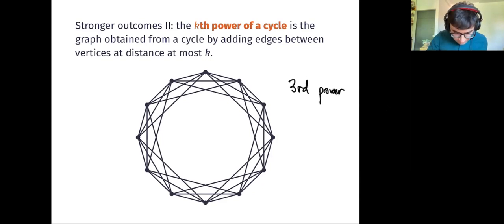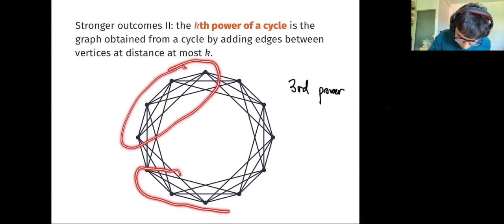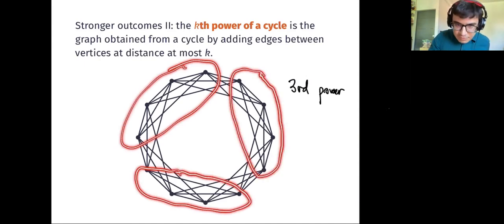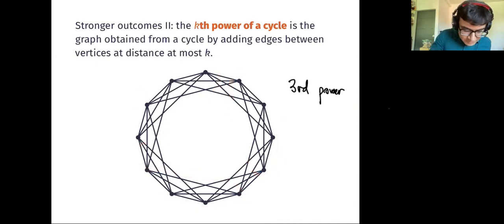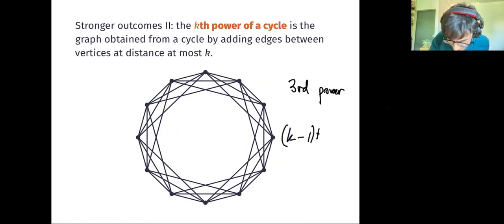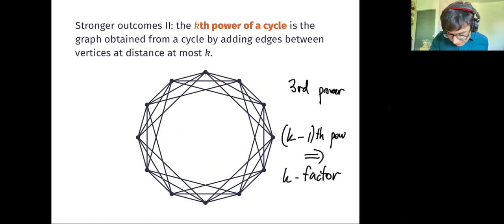So how are these concepts related? There's a close relationship between the cliques and the powers of cycles, because usually the powers of cycles will contain a lot of cliques and clique factors. So in the third power of a cycle, if I look at parts of the graph, actually the third power of the cycle is full of cliques of size 4. And actually, if the number of vertices is divisible by k, you will see that essentially the (k minus 1)th power of the cycle will contain a k factor. So the third power contains a 4 factor, and the second power contains a 3 factor, and so on.